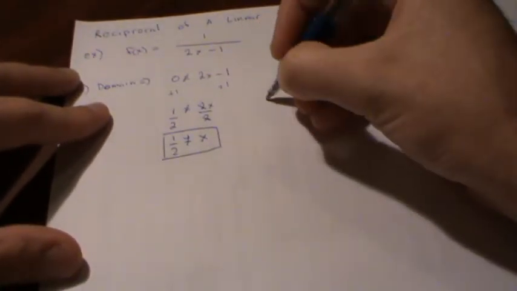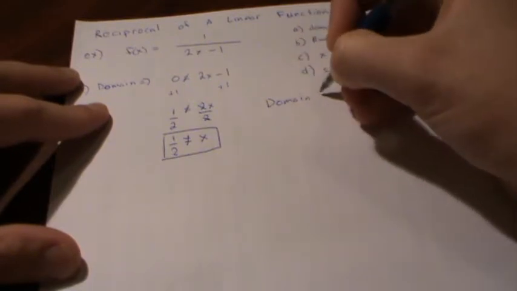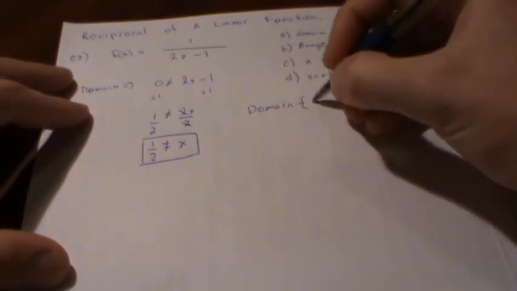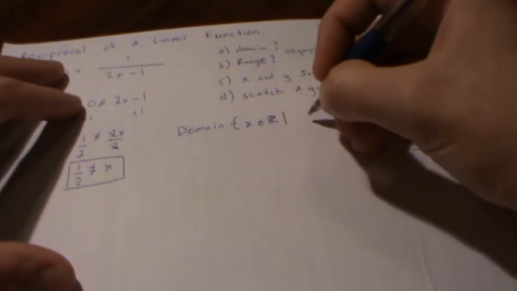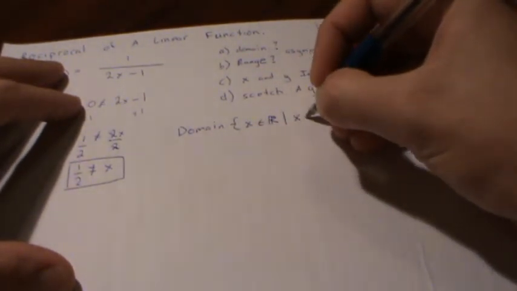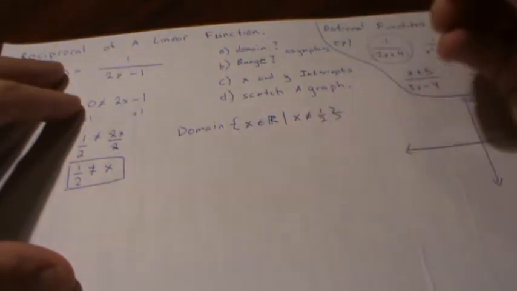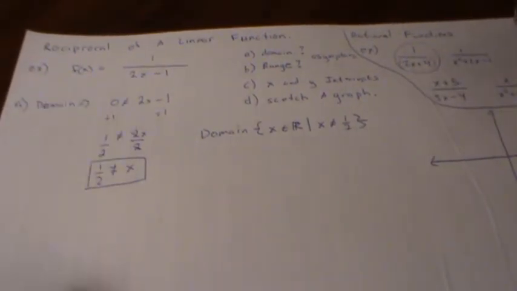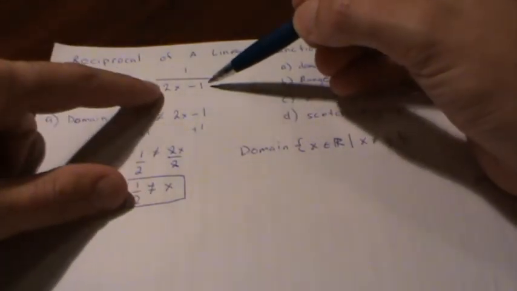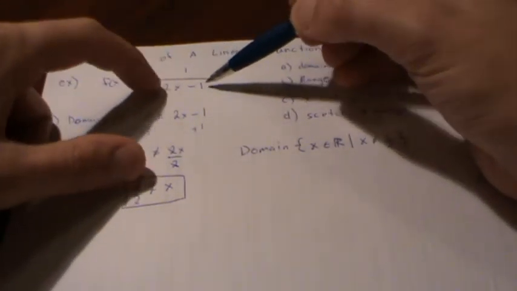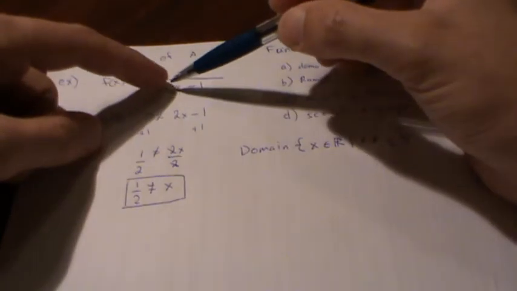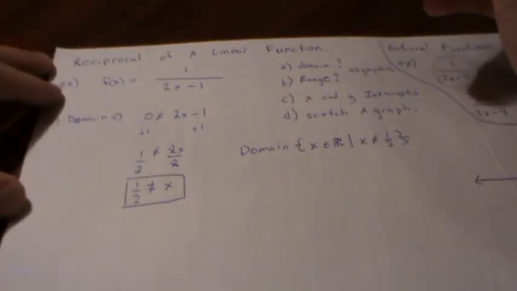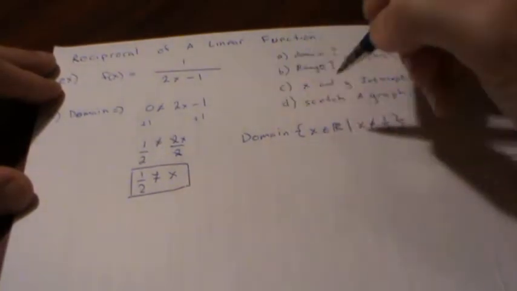And so the domain is x is a real number such that x cannot equal 1/2. So the domain is any number except for 1/2, because I can divide 1 by any number in the whole world except for 0. If I put a 1/2 in there, I would get a 0, and then it would not be so good. Okay, and so there's the domain.